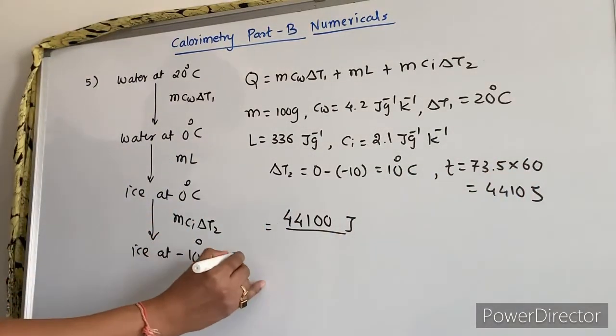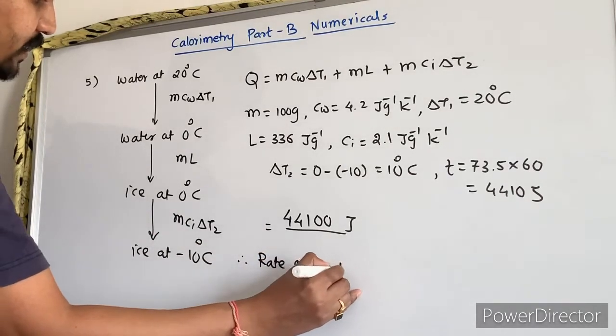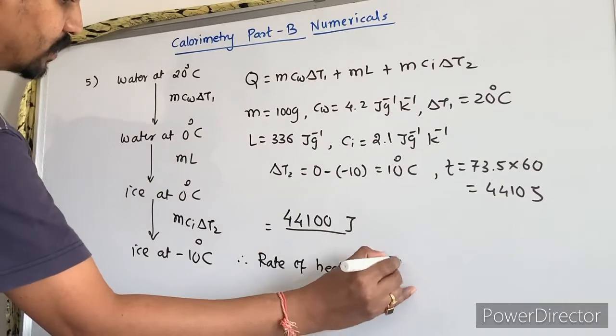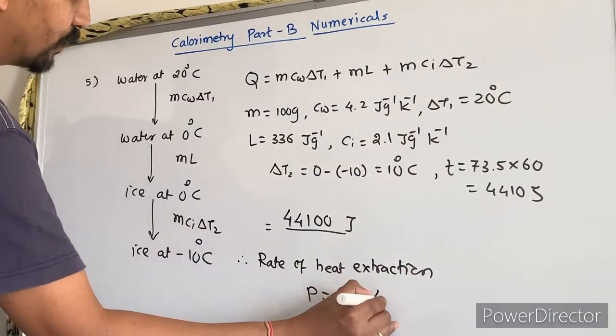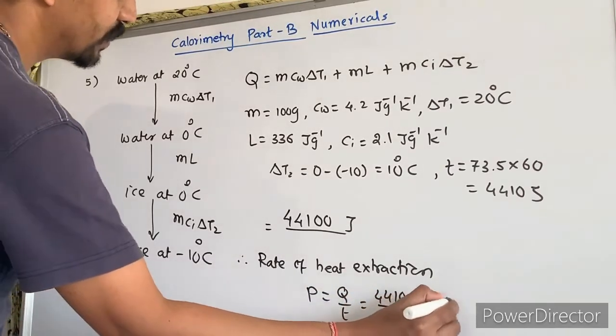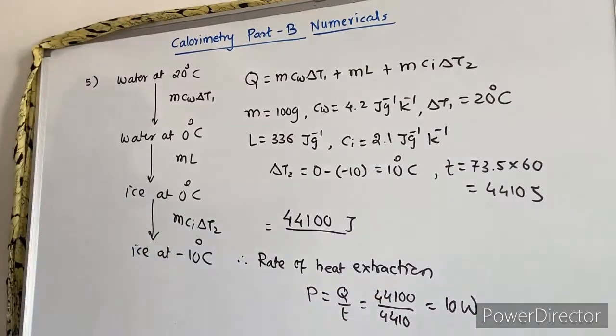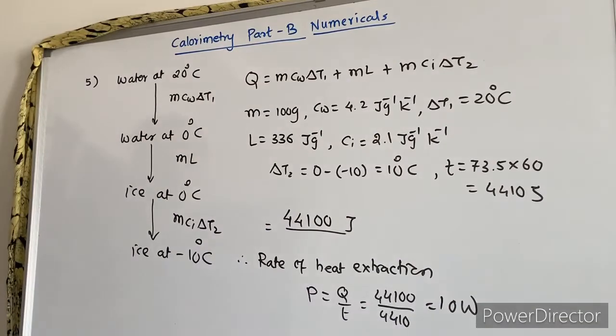So they want the rate of heat extraction, which is nothing but your power, which is Q by t, 44100 upon 4410. That comes out to be 10 watt. That is your answer. 10 watt is your answer for this sum. Right? Now we'll go with the sixth one.